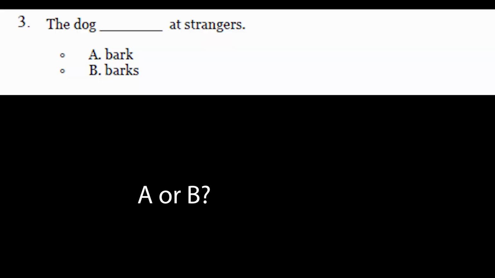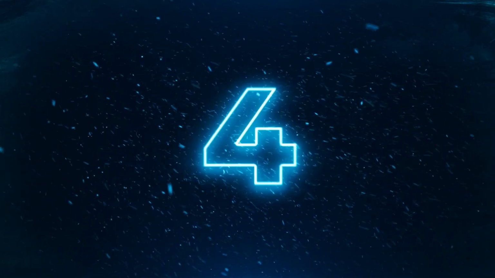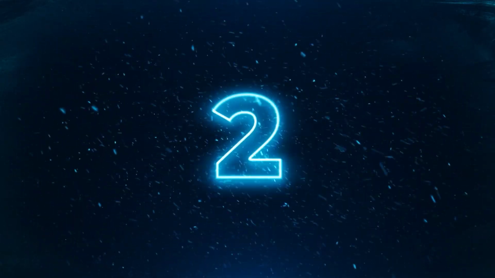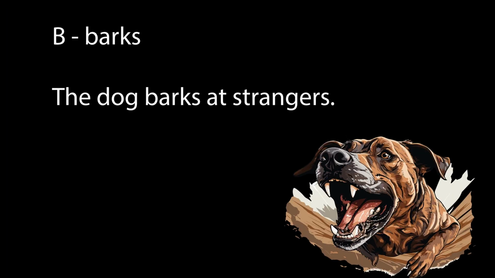Let's keep going. Number 3, the dog blank at strangers. 5, 4, 3, 2, 1. The answer is B, barks. The dog is singular, so the verb is going to have the S.